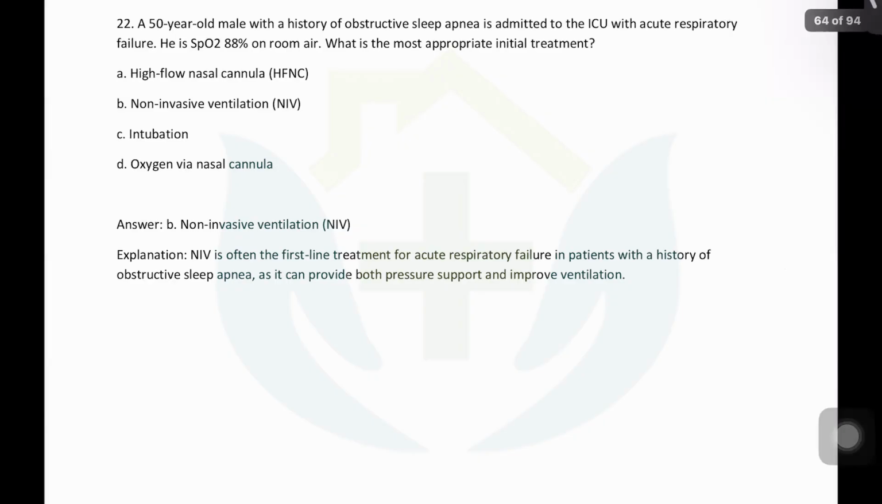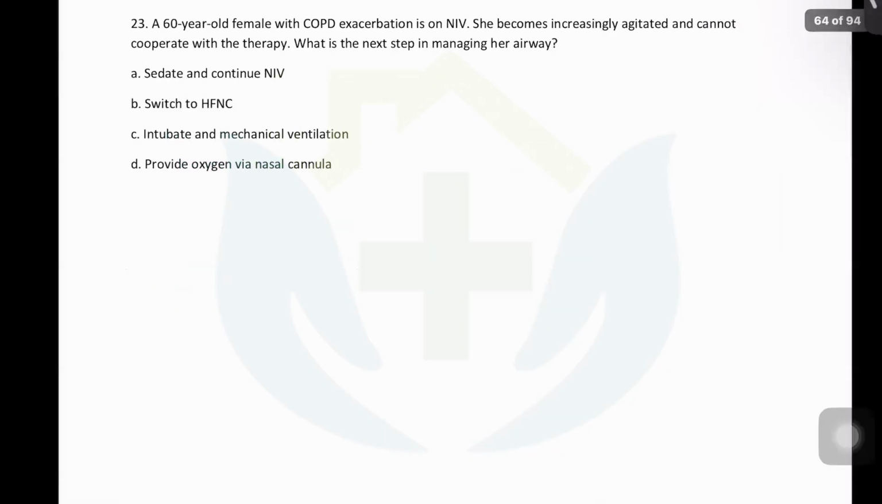Okay. So NIV is the first line in respiratory failure with patients of obstructive sleep apnea because it provides both pressure and ventilatory support.